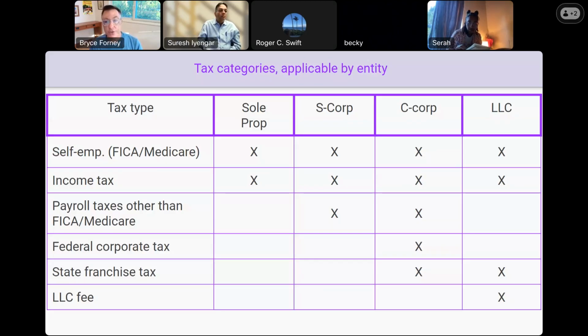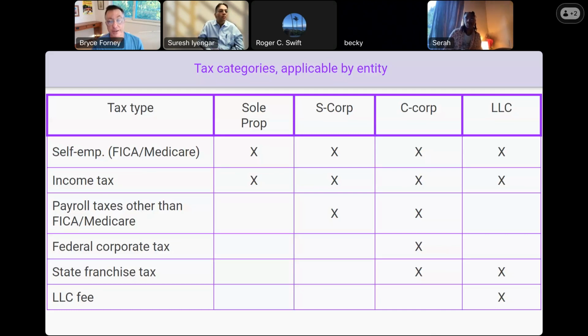And then if you are an LLC, it's pretty much similar to being a sole proprietor. You're going to pay the self-employment tax and the income tax, but then you're subject to state franchise tax. And in California, you're also subject to a flat LLC fee that's based on how much total money your LLC has generated in income.